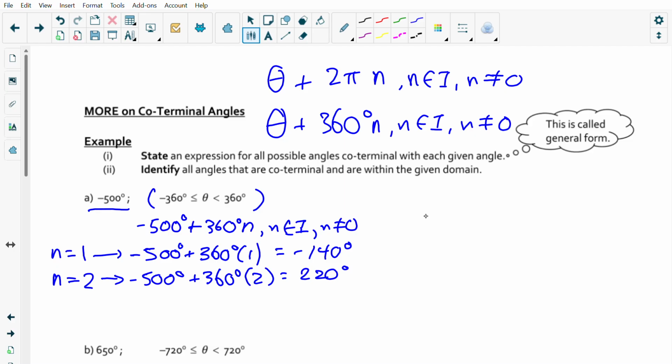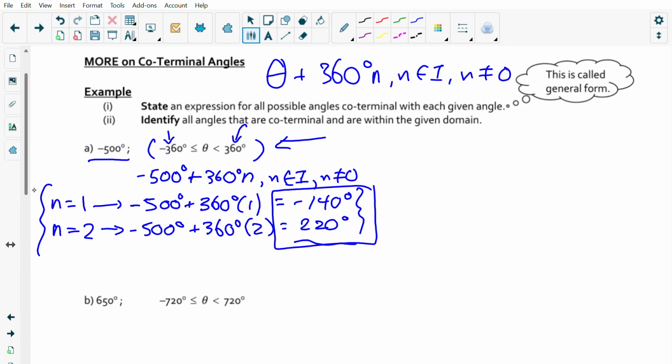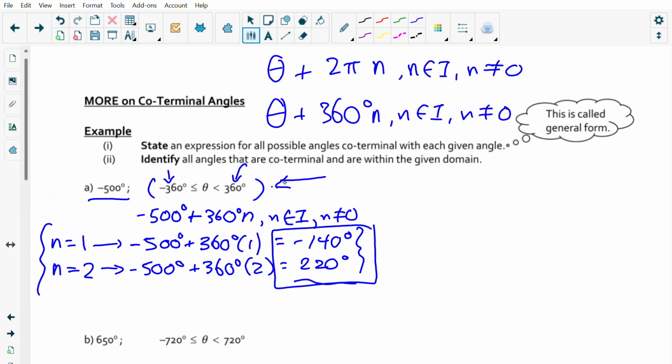If I go n equals negative 1, it'll take me outside of this domain on the negative side. If I go n equals 3, it'll take me outside of the domain, which is 360 degrees. So these two angles are all the angles within my domain here. Okay, so be able to do that. Identify a restricted domain. So there's a restricted domain, and then identify the coterminal angles within that restricted domain.